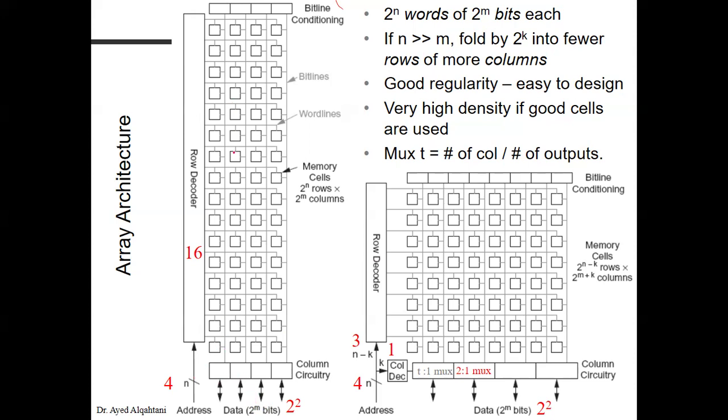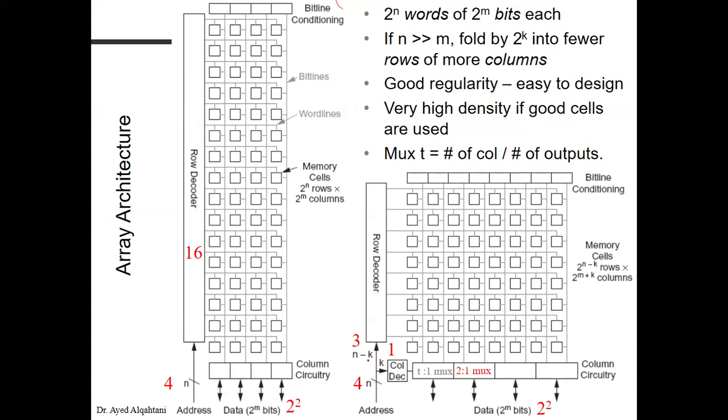If this is rectangular, it's too much. N is much larger than m. If that's the case, like in this example, n is actually 4. So the output of the decoder will be 16 lines. And the data that you want for this memory is 2 to the power of 2, which is 4. So as you can see, this is 16 and this is only 4. So what you do, you fold.